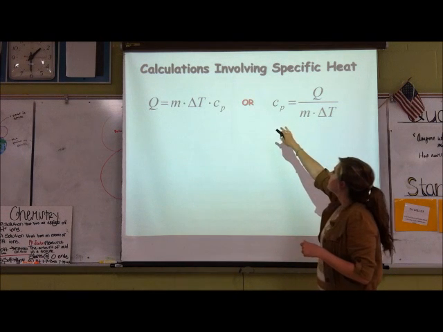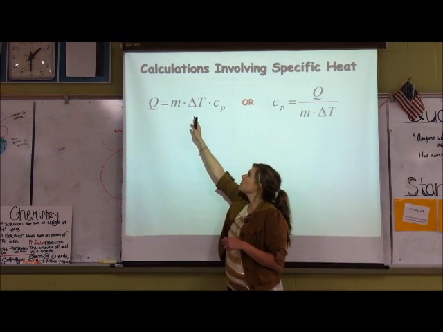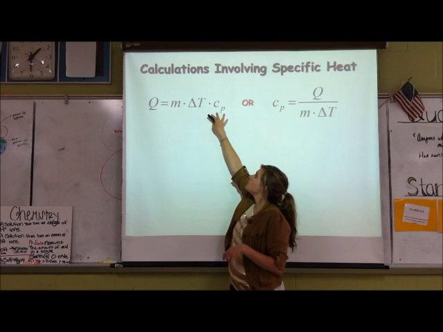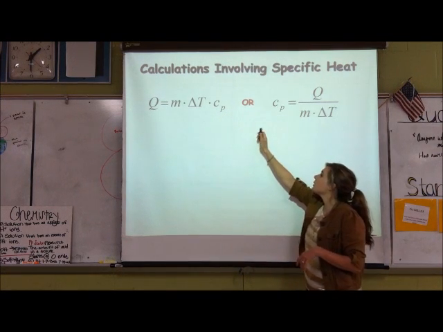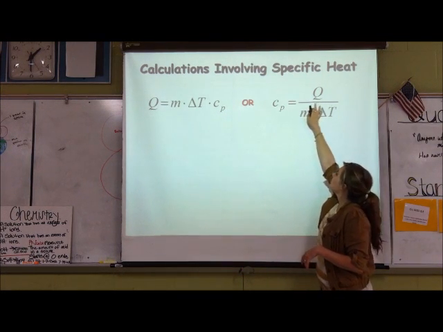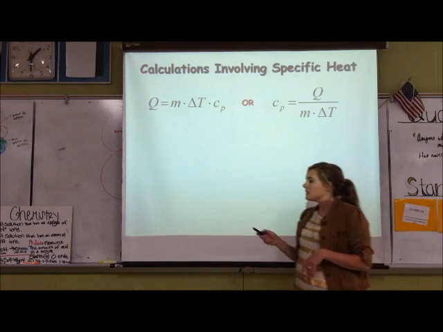This is the equation that we're going to use. Q equals m times delta T times Cp, or if you rearrange your equation, Cp equals Q divided by m times delta T.